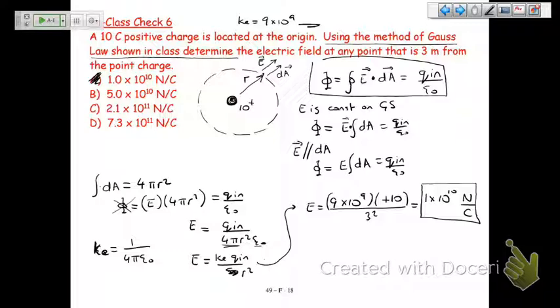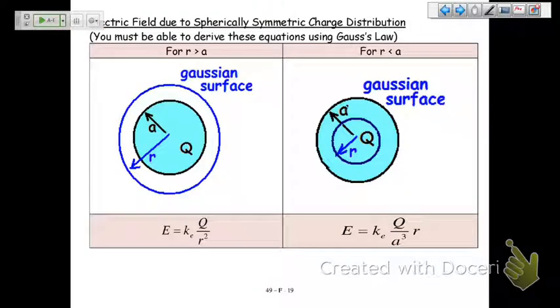Cool. So on this, can you see how this question here on the left is the same question? Again, we've basically got a ball of charge, but again, we're going to put a Gaussian surface symmetrically around it. So it's going to give us the same answer.